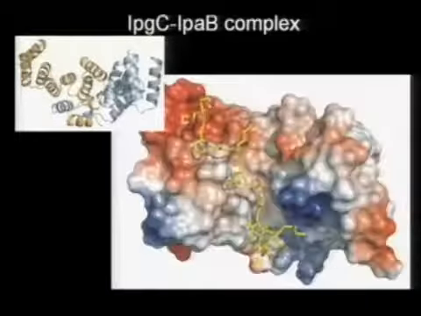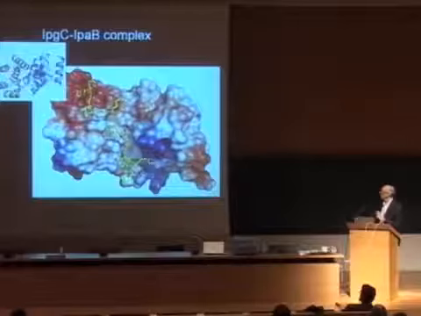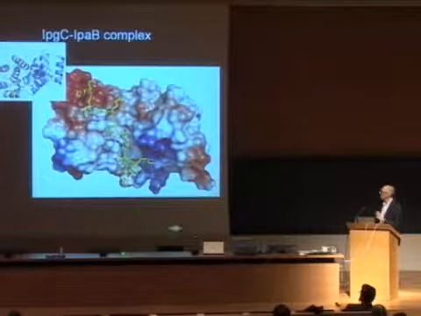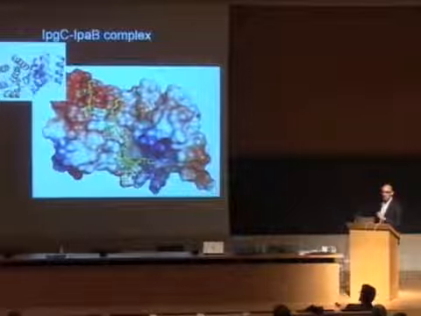So we were able also to make the crystallized IPGC together with peptide from IPA-B. Actually, the work of Claude Parsot defined genetically the region of IPA-B that is needed to bind to IPGC. And this is the amino terminus of this peptide. There are very few amino acids that hang out in the amino terminus of IPA-B, and this is a very large protein. IPA-B is around 60 kilodaltons.